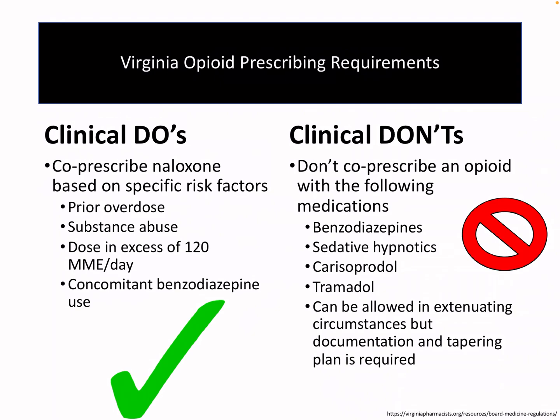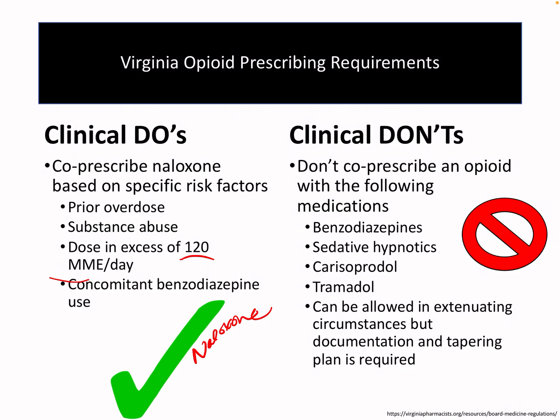Virginia opioid prescribing laws also tell you that you should co-prescribe naloxone if the patient has a history of a prior overdose, substance abuse, using doses in excess of 120 morphine milliequivalents per day, or concomitant benzodiazepines. All those agents should receive a naloxone prescription. And we'll talk a little bit about different versions of naloxone here in a moment.